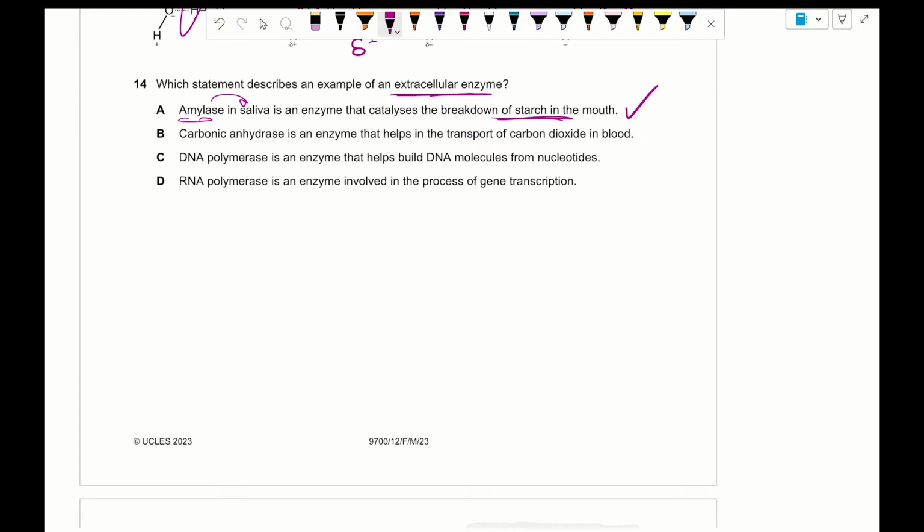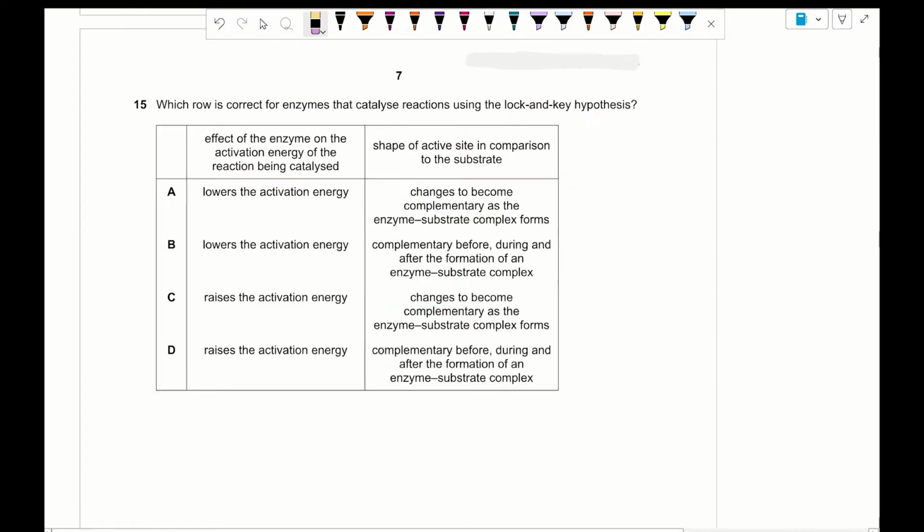B. Carbonic anhydrase is an enzyme that helps in the transport of carbon dioxide in blood. So carbonic anhydrase is an enzyme inside red blood cells which converts carbon dioxide and water to carbonic acid and vice versa. Therefore, it's inside the red blood cell, so this is incorrect. It's intracellular. C. DNA polymerase is an enzyme that helps build DNA molecules from nucleotides. So DNA polymerase is found inside the nucleus, makes it also intracellular. Same with RNA polymerase, therefore the only correct answer is A. Number 15. Which row is correct for enzymes that catalyze reactions using lock and key hypothesis?